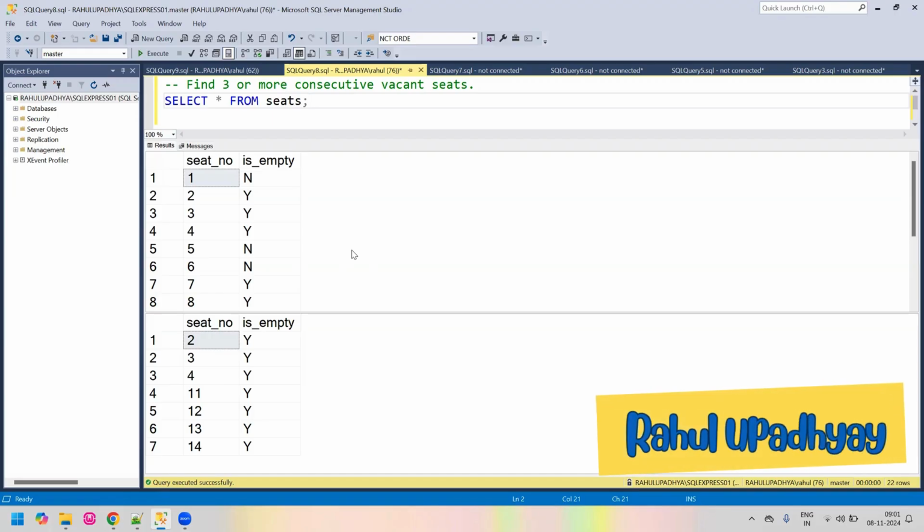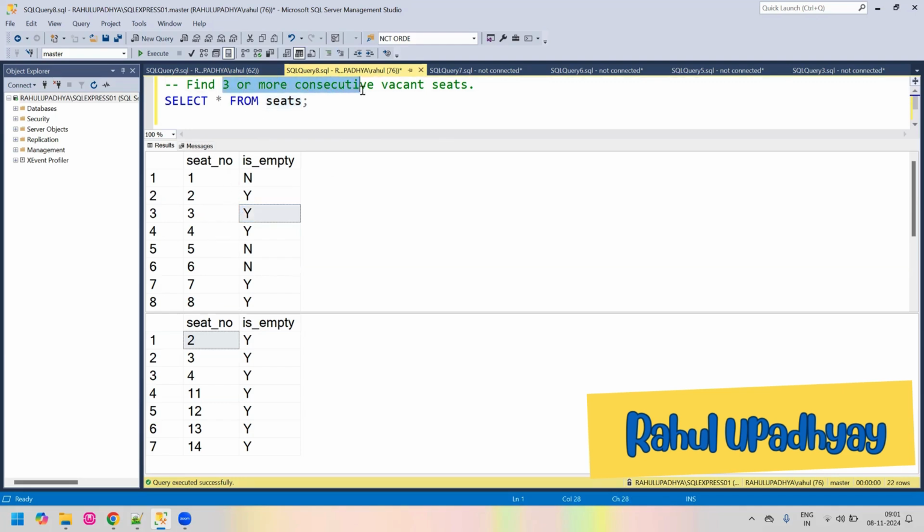Hi everyone. As part of this problem, we have the input table called seats. This table has the following columns: seat number, which is the number given to the seats, and is empty, which indicates whether the seat is empty or not. If it is N, that means the seat is not empty. If it is Y, that means the seat is empty.